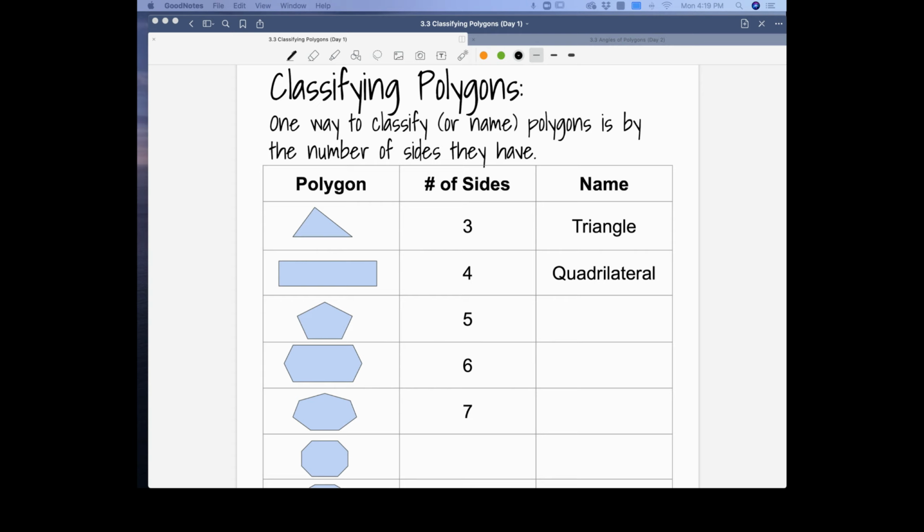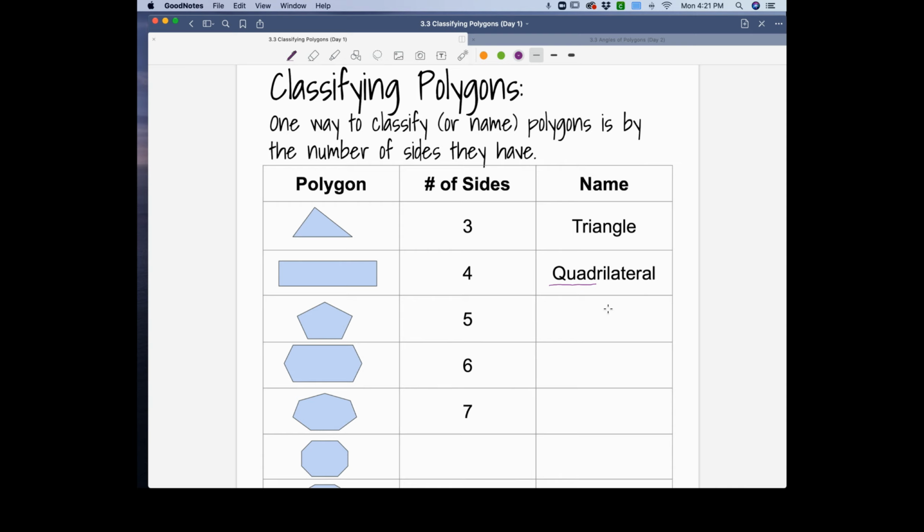3 is the smallest number that we can have and actually create a shape. So if you look at that triangle, that prefix tri means 3. So we have a triangle. Our next is a 4-sided polygon. You might know a lot of different names for 4-sided polygons, but the generic term is a quadrilateral. And it's that generic prefix quad that means 4. So if you knew someone who was a quadruplet, and then there were 4 of them.